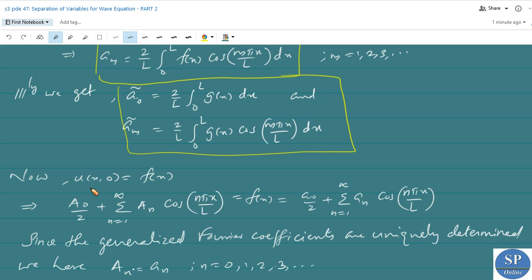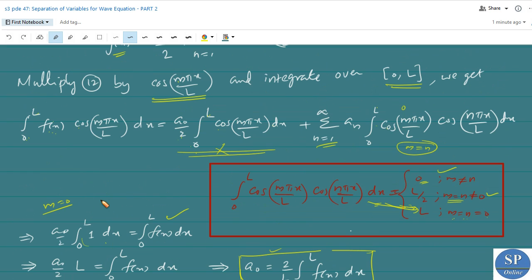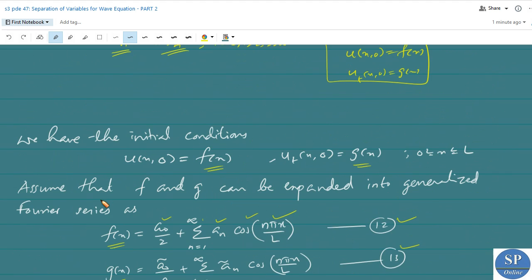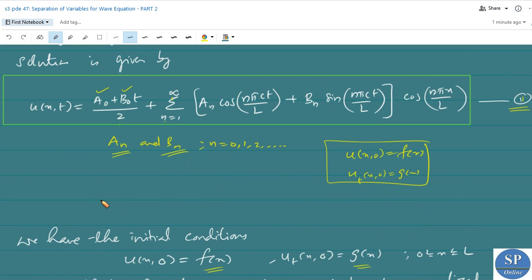The first initial condition is u of x, 0 equal to f of x. So when we apply this initial condition, that is when t equals 0, we have u equal to f of x. That means we'll get a naught by 2 plus, we have u of x, t is nothing but this. Our solution is this. So when t equals 0, we have a naught by 2 plus summation n from 1 to infinity.